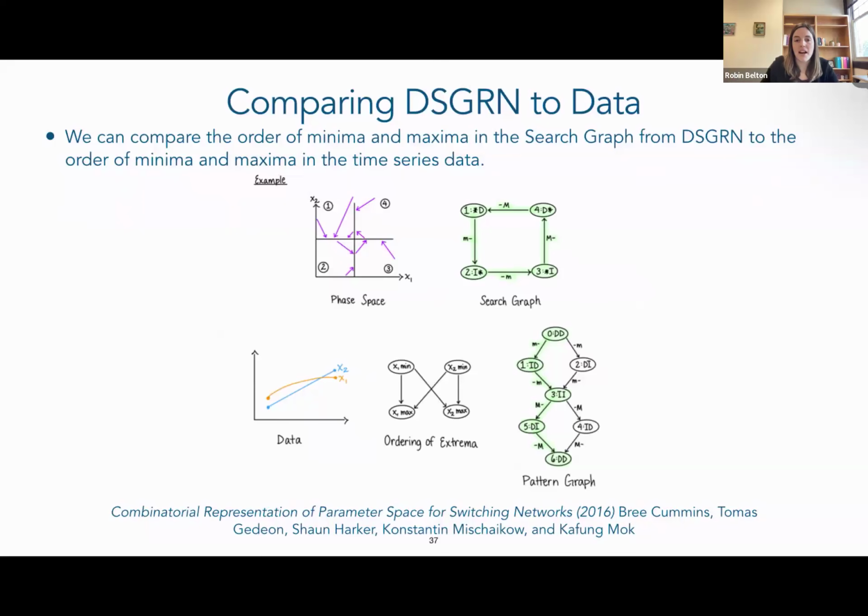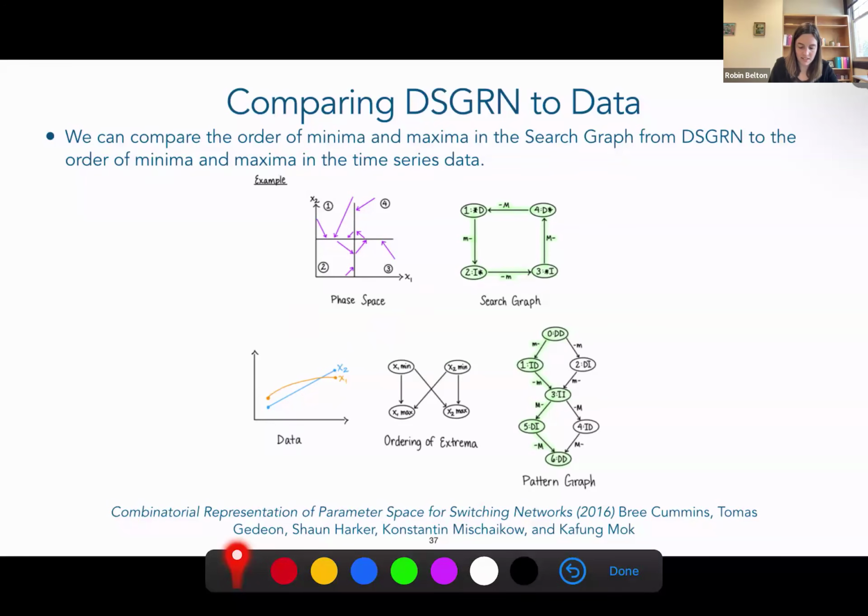And then we can compare DSGRN, the dynamics of the network, to the data. We're often interested in identifying whether our model for dynamics is capable of producing sequences of maxima and minima that do not contradict the experimental data. So in this example, here's our phase space. Here's a search graph that comes out of DSGRN. And then we can also look at our data and a poset describing the ordering of the extrema.